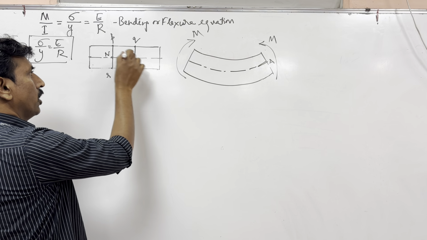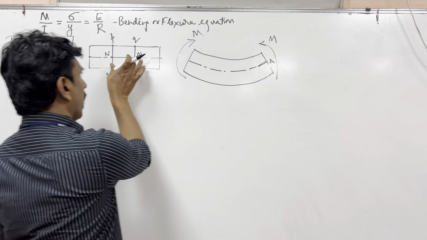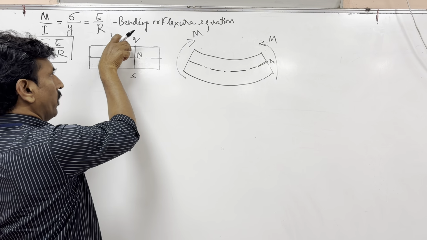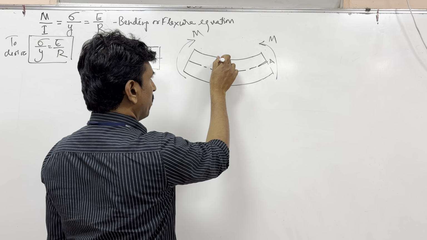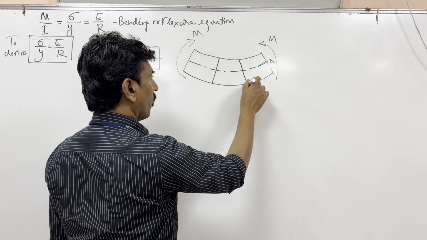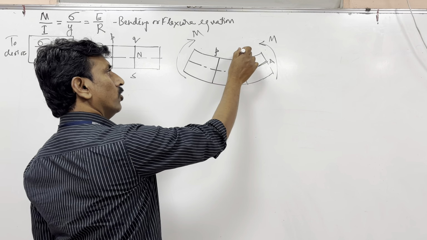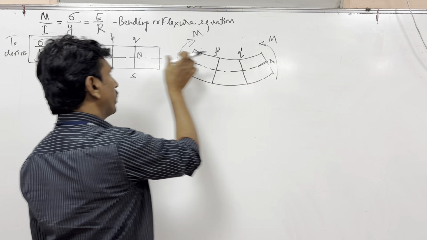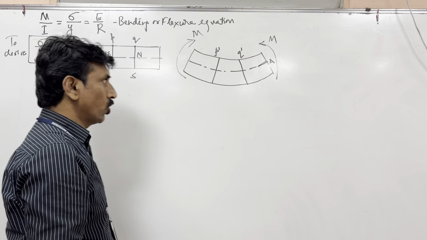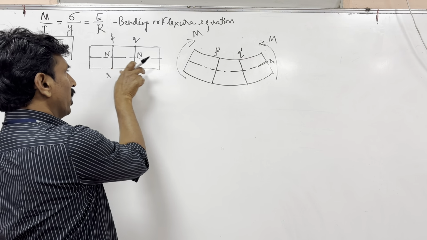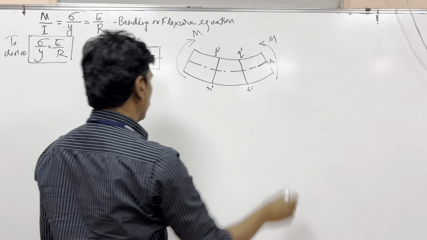Here this is the neutral axis. Suppose I try to redraw this small element here, that element will look like this. Can I write this as P and Q? No, because the distance between P and Q has reduced, so I have to write it as P dash Q dash. The distance between R and S has increased, so I write it as R dash S dash.